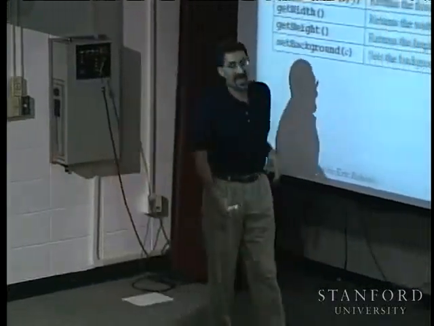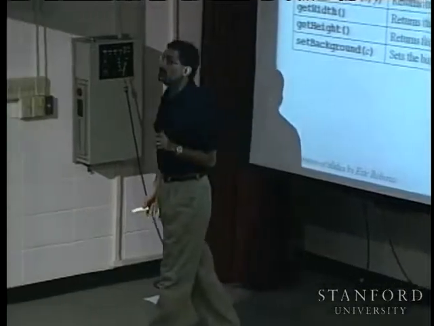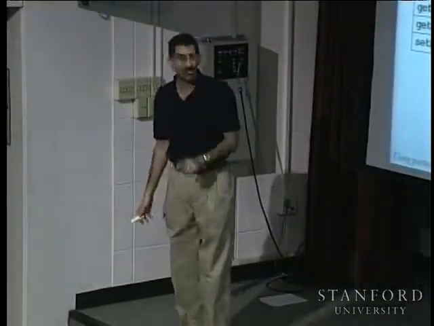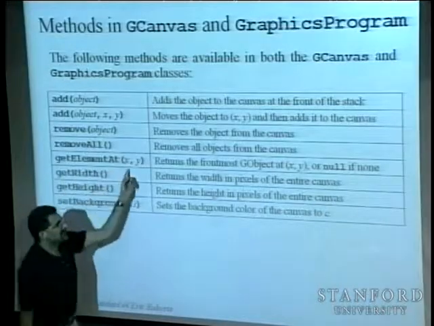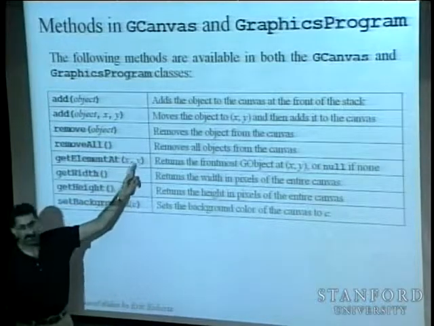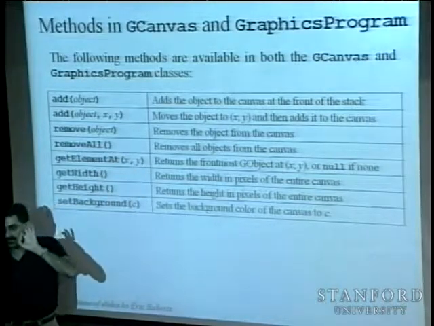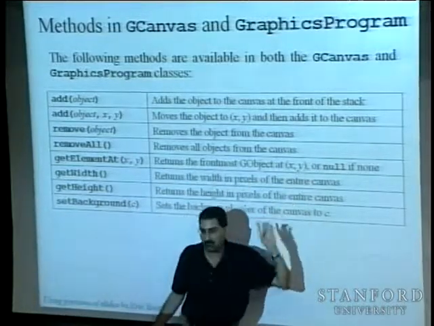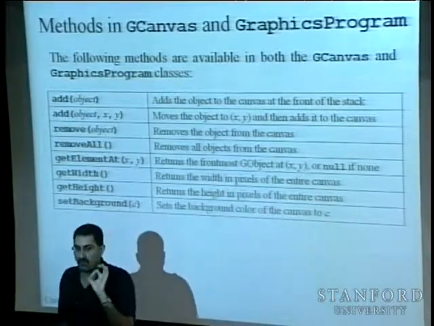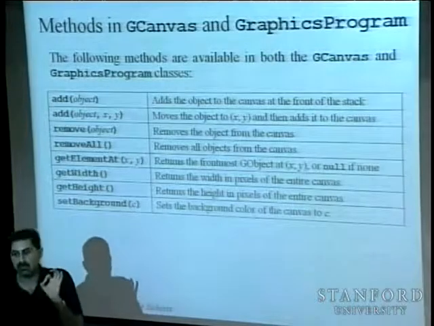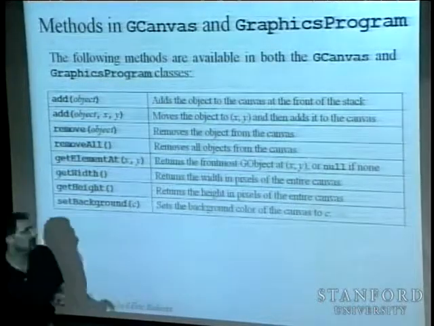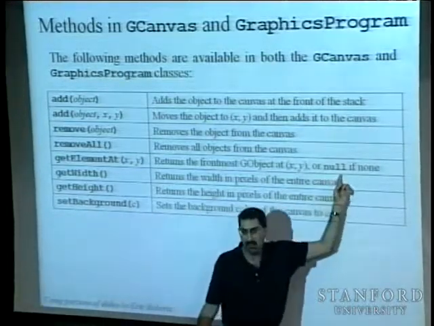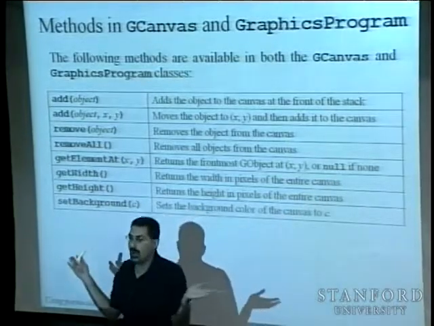There's getElementAt, and this is a very funky thing. You will use this in Breakout. Pay close attention. What getElementAt does is you give it a particular XY location, a pixel location on the screen. What it will return to you is the frontmost object at that pixel location if one exists on the canvas. If one does not exist on the canvas, it will return to you something called null. And null just basically means no object.